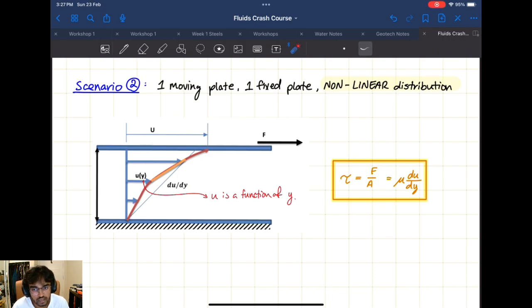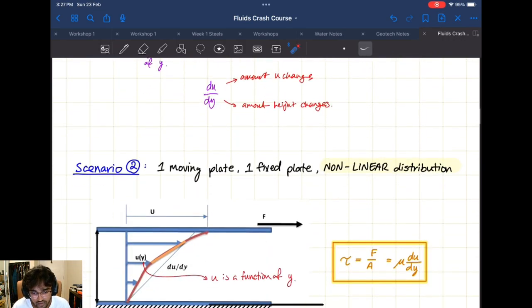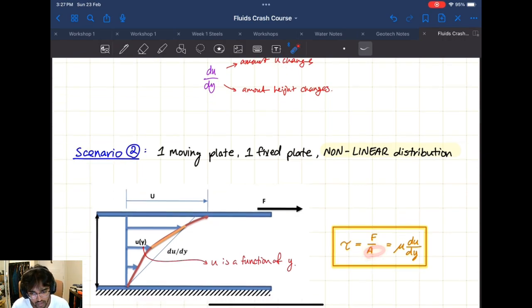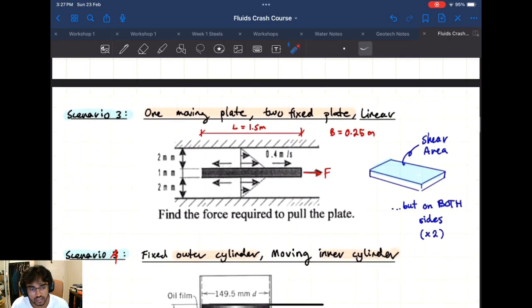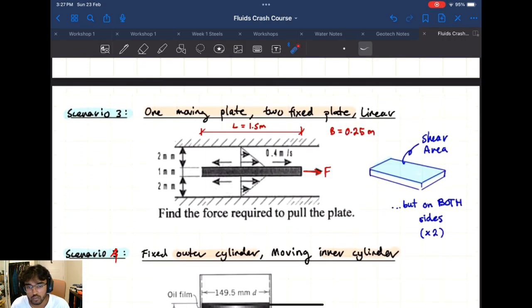Alright, next, they're very, very similar. I still haven't covered what shear area is, but I want to cover it after this scenario. Okay, so one moving plate and two fixed plates, and it's a linear distribution as well. So we've got a fixed plate at the top and a fixed plate at the bottom. They're not moving. They're going to be our non-slip conditions.